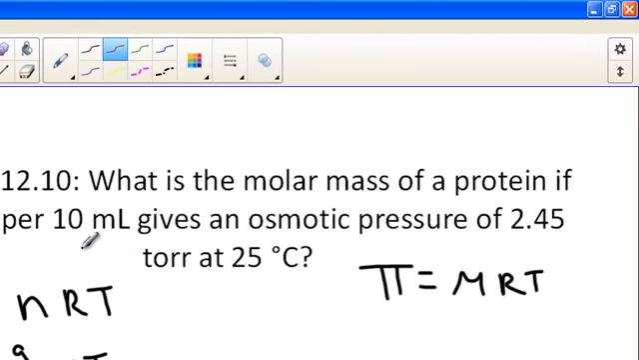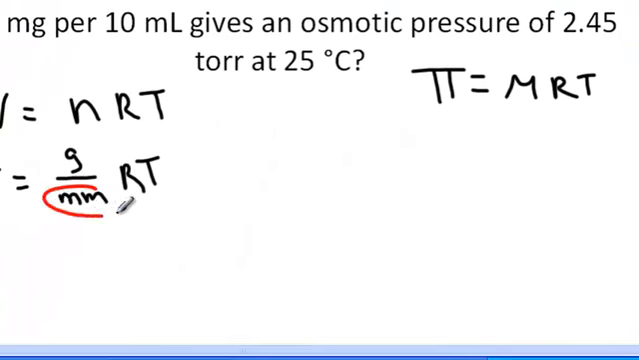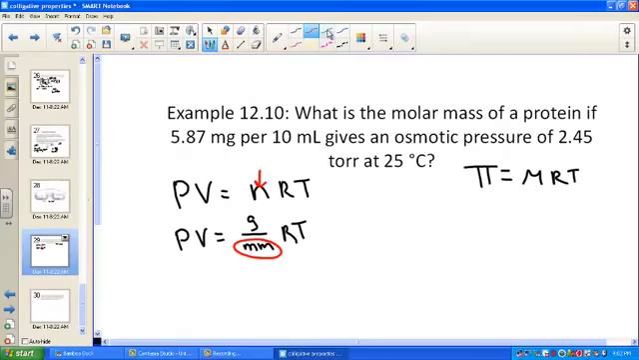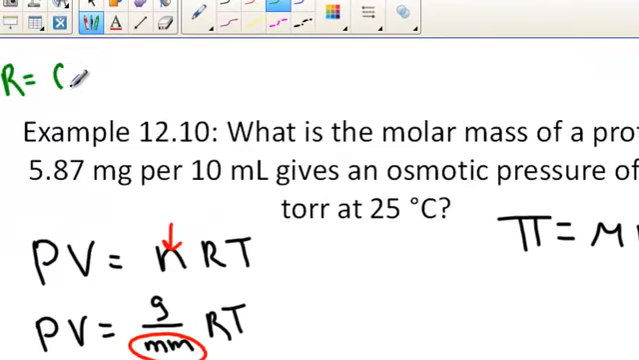The molar mass is what we're being asked to solve for, and that's hidden in the n of PV equals nRT. It's also hidden in molarity, but I see it a little quicker here. In PV equals nRT, P is pressure. Here it's given as 2.45 torr. Now, this might be a good margin note because our constants have to match the pressure unit.